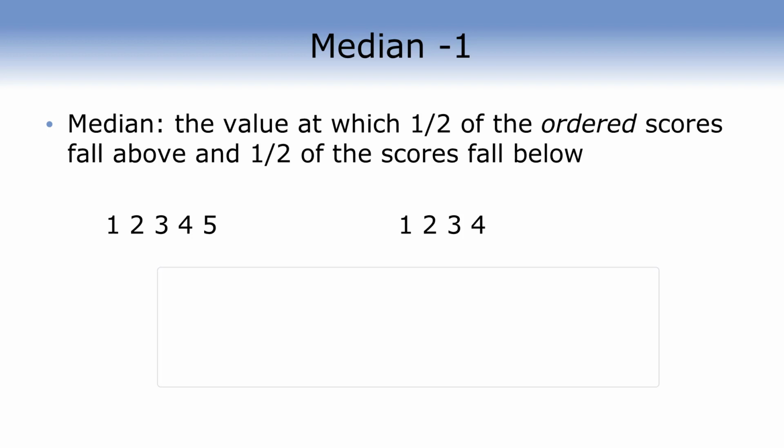So in this case, 1, 2, 3, 4, and 5, what would be the halfway point? Well, sure enough, it would be right there at 3. There's 2 numbers below, 2 numbers above. However, if we just have 1, 2, 3, 4, the middle point is going to be between the 2 and the 3, which means we're going to have to average those numbers together, telling us that the median is 2.5.